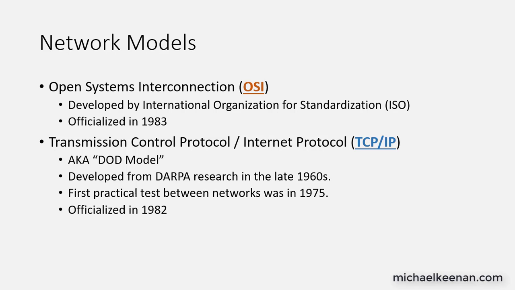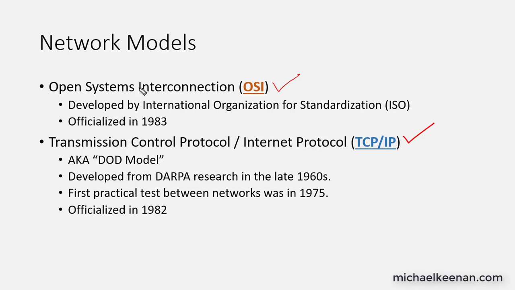Today I'm going to go over network models, what they are and why they were made. So you have two main network models that you're going to hear about and they're going to be on the CCNA exam. You're going to have the Open Systems Interconnection Model, OSI, and you're also going to have the Transmission Control Protocol, Internet Protocol, otherwise known as TCP/IP.